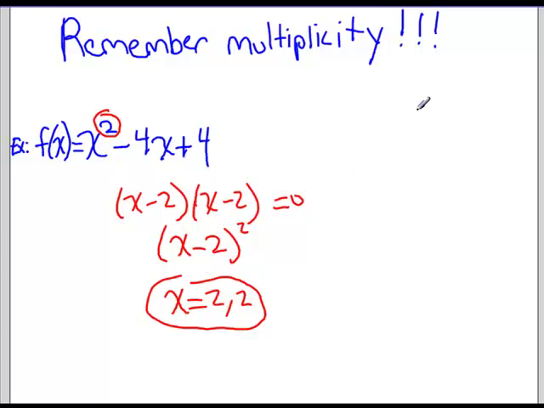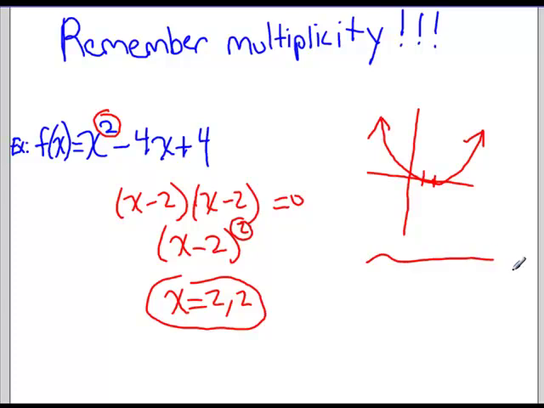And just a little bit of a recap. We know then that because this root appears an even number of times, it's going to touch the x-axis at 2 and it's not going to cross through. Alright? So it's going to look something like that. It's obviously a really rough sketch, but you get the idea. That's just the recap.